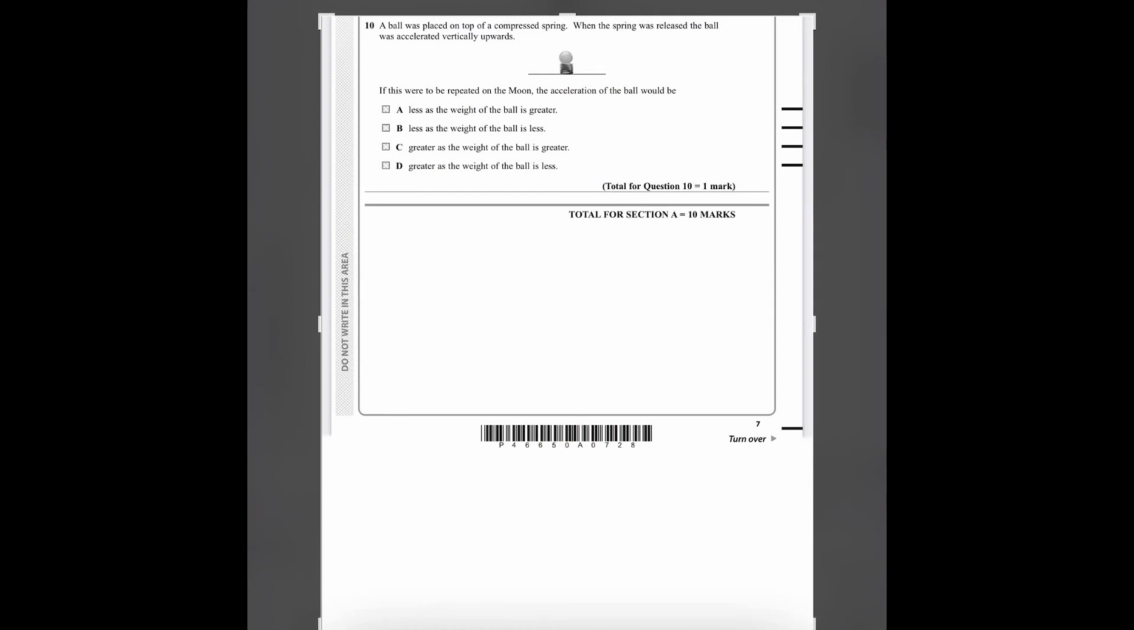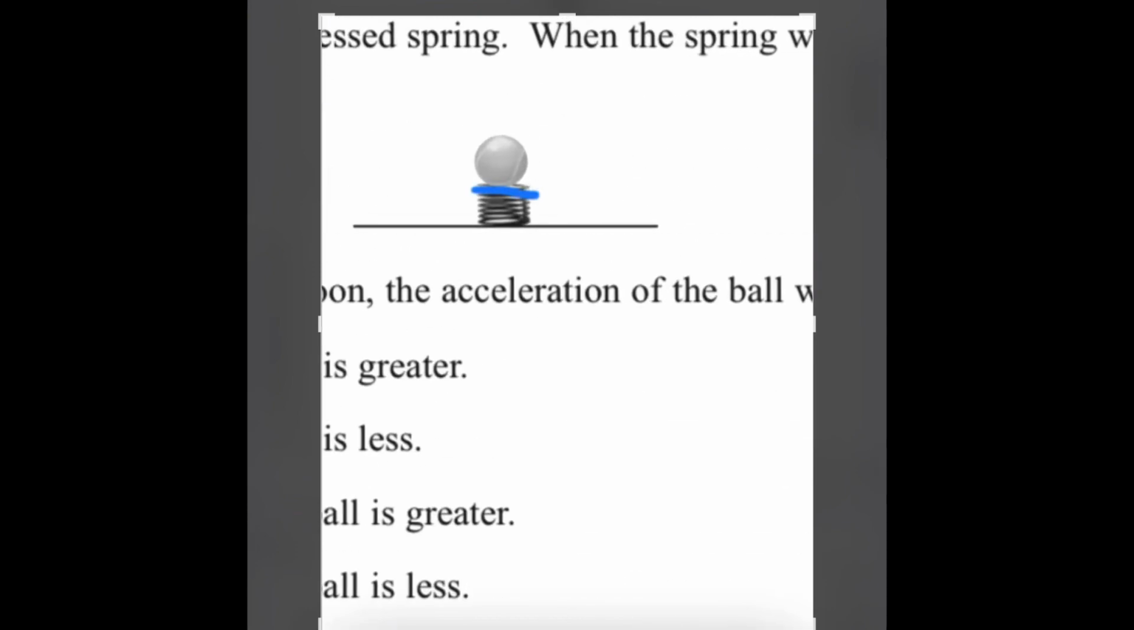Number 10. A ball was placed on top of a compressed spring. When the spring was released, the ball was accelerated vertically upwards. So this is the spring, and when the spring is released, this ball accelerates upwards due to the force experienced from the spring, right? So if this were to be repeated on the moon, the acceleration of the ball would be so.